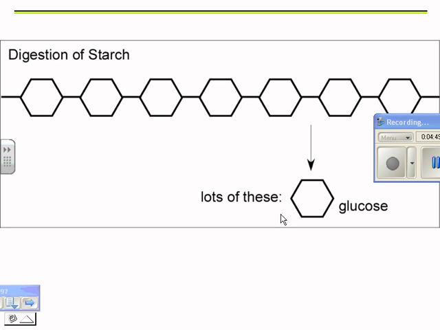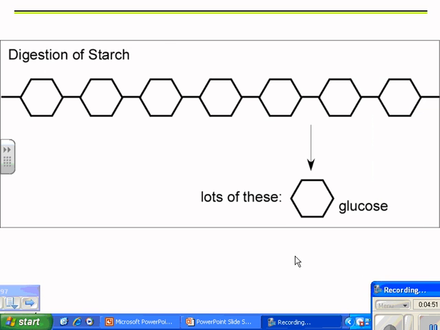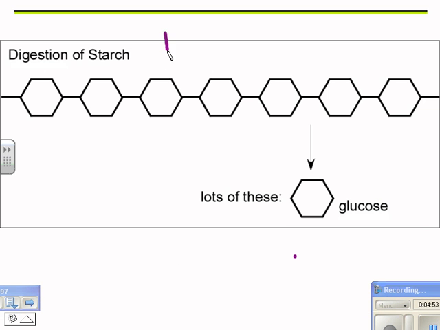And so here's the digestion of starch. Remember, starch is a polysaccharide, so it's a carbohydrate. And so you get this from things like potatoes and rice and wheat. And when you break this down, you'll get glucose.